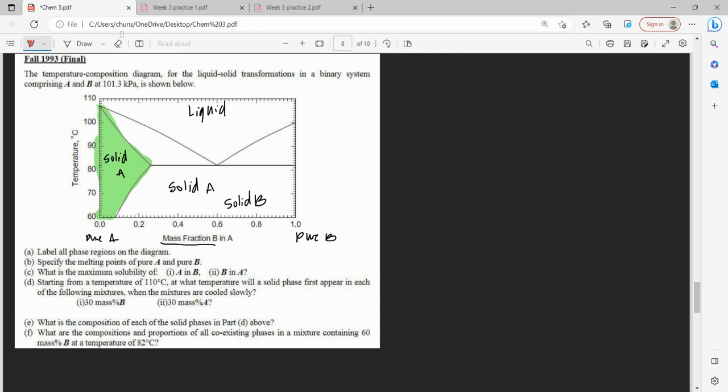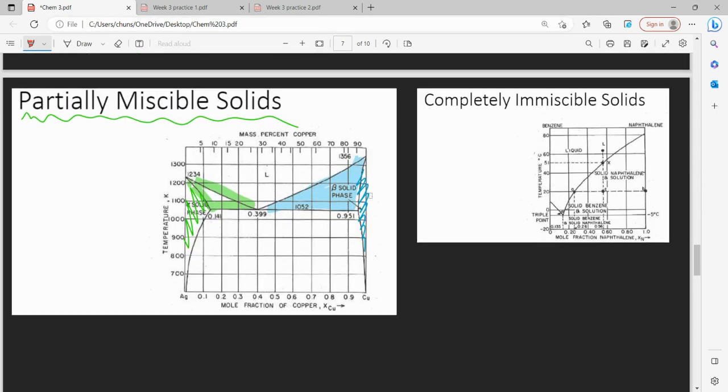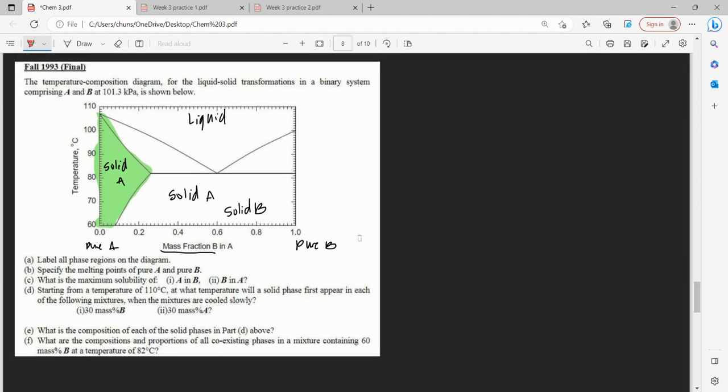In that same regard, compared to our graph that we looked at, we actually don't have a solid region for our second component, but we can still make some inferences. Because this region is bordering our liquid phase and our solid A phase, this is liquid plus solid A in the section here. And since this section borders our remaining solid B, this is solid B plus our liquid.